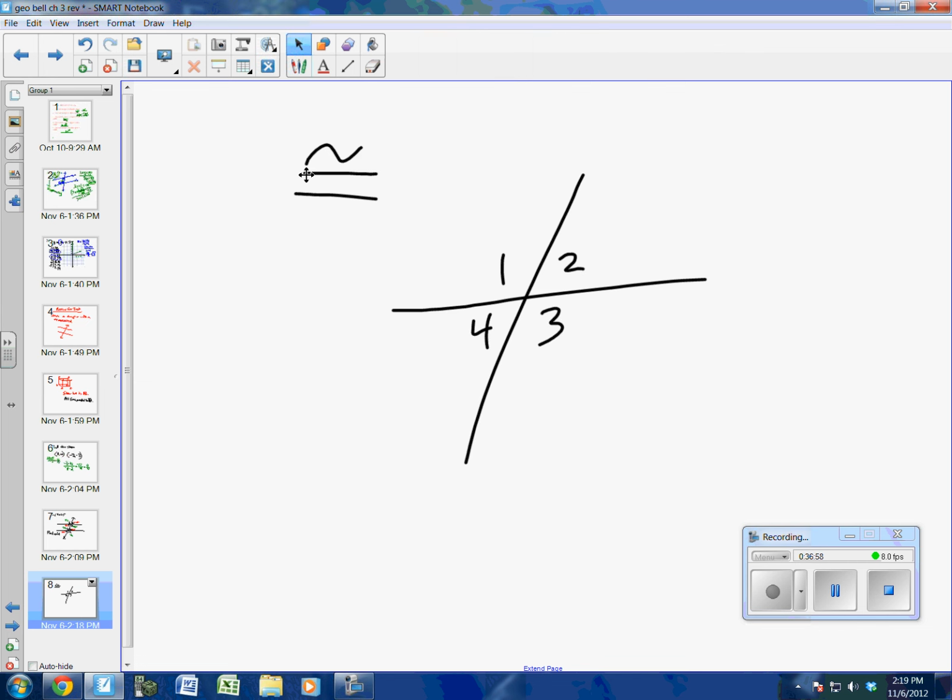In this picture of these 2 straight lines, I want you to name 2 pairs of congruent angles.